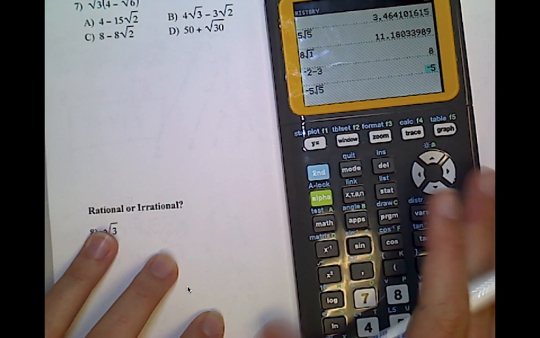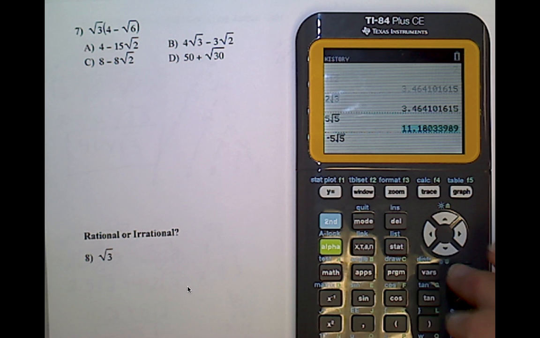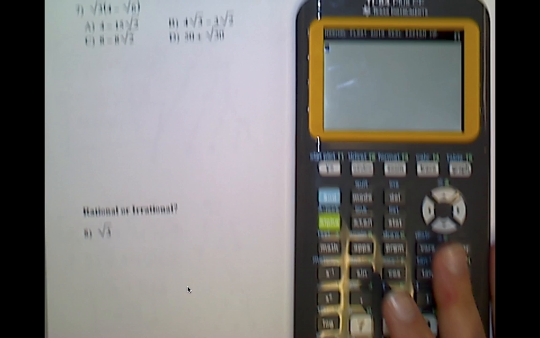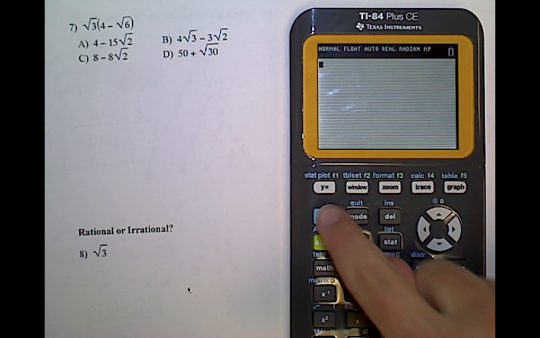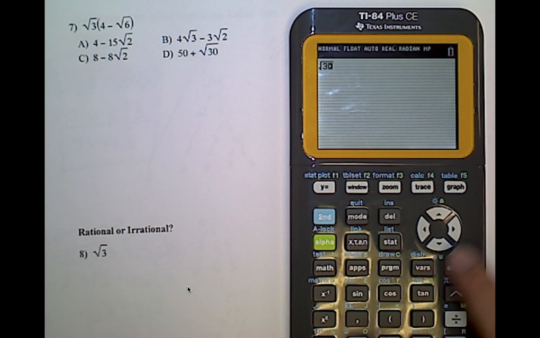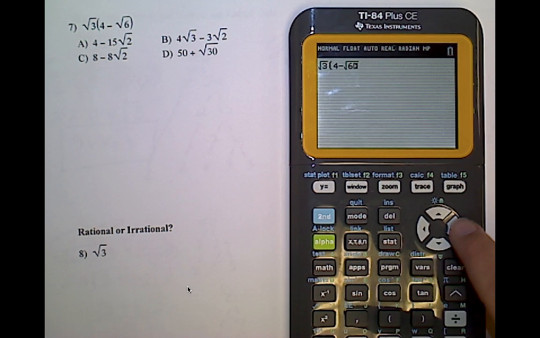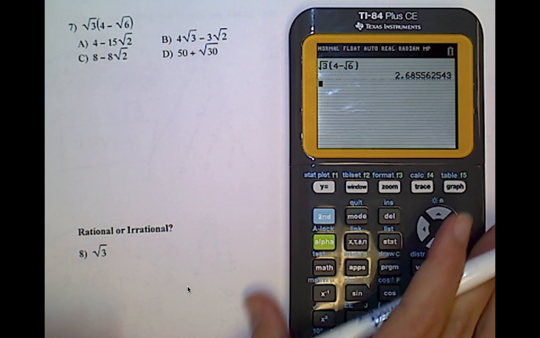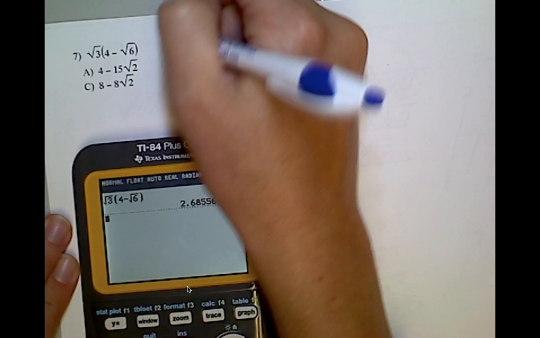Okay, we're going to go to number 7. Number 7, same thing as last time. There's no variables, so you should be able to type the answer and get it out of your calculator, okay? So I'm going to clear out my calculator and square root of 3, get out of the parentheses, is 4 minus square root of 6. Get out of the parentheses, get out of the radical before you start typing anything in. That matches.